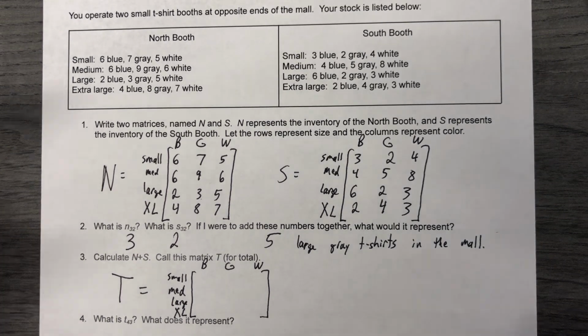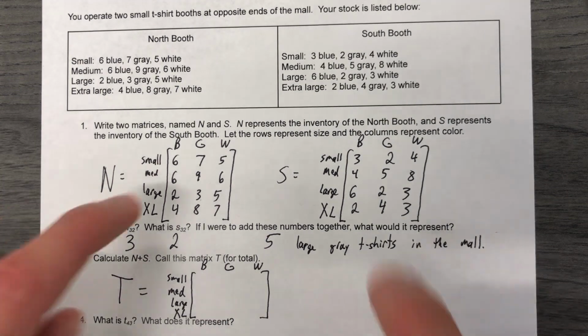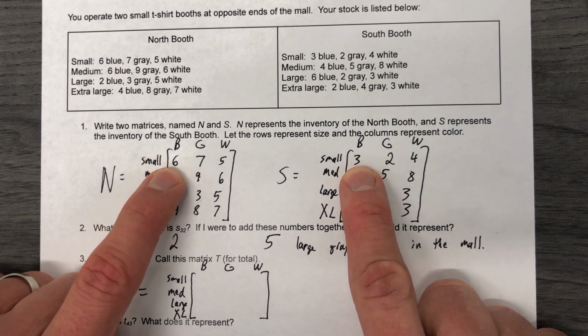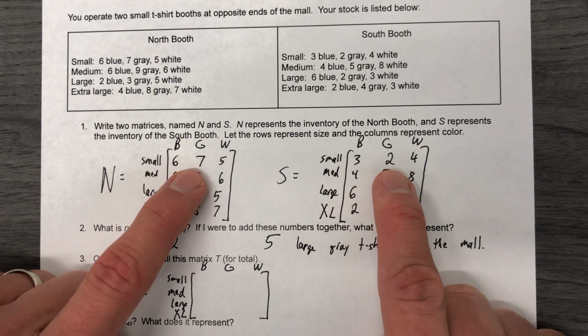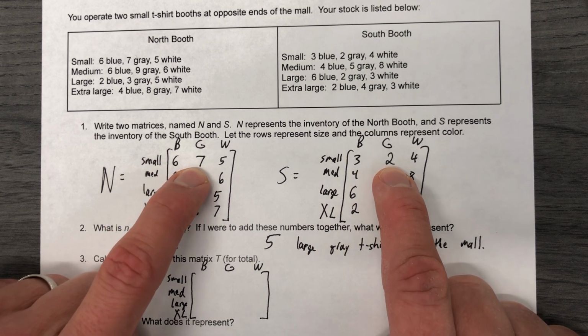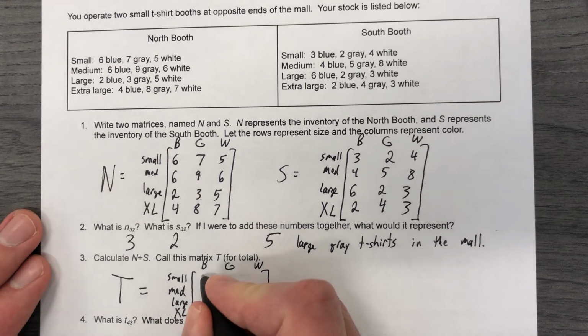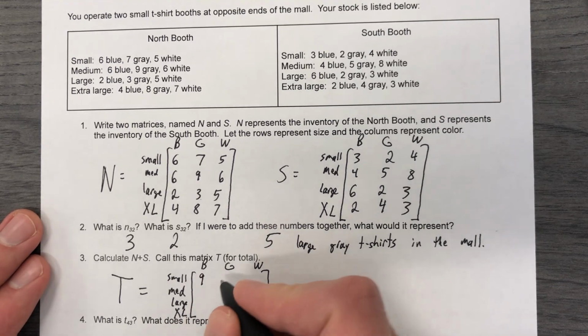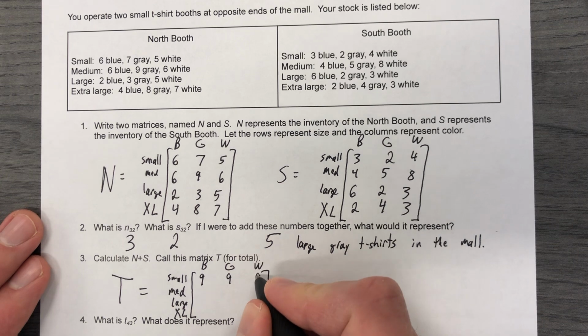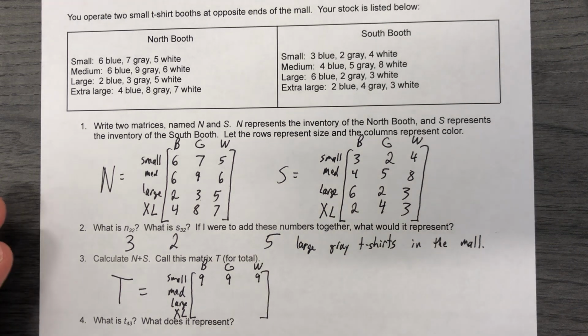So here goes. Small blue t-shirts would be 6 plus 3. And then small gray t-shirts is 7 plus 2. And then small white t-shirts is 5 plus 4. And I'm just going to put those numbers. 6 plus 3, 9. 7 plus 2, 9. 5 plus 4, 9. That is a coincidence. That does not always happen.